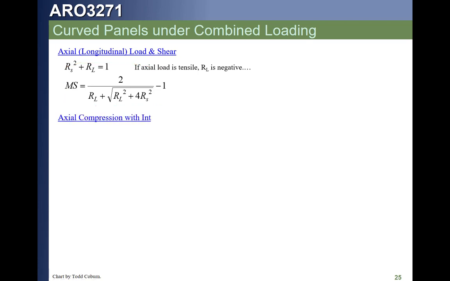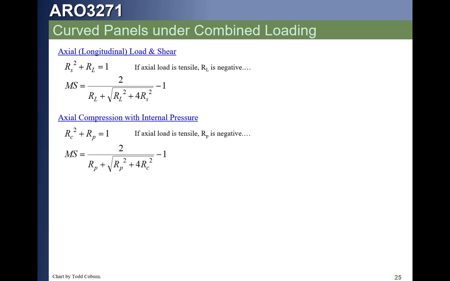If we have axial load with internal pressure, compression with internal pressure, then this is our interaction equation. Once again, a crush pressure will cause a positive stress ratio. A burst pressure will cause a negative stress ratio. If we have shear with internal pressure, this is our interaction equation.